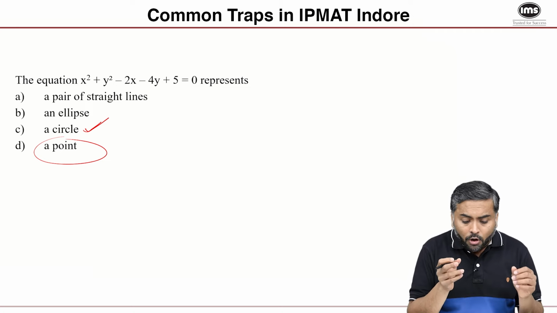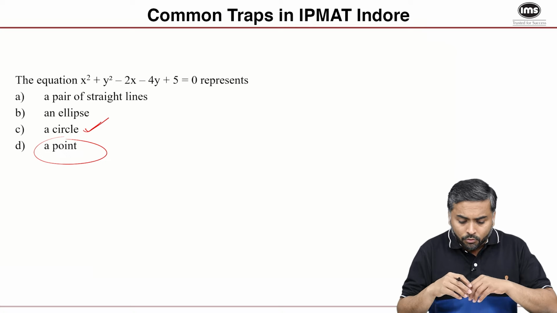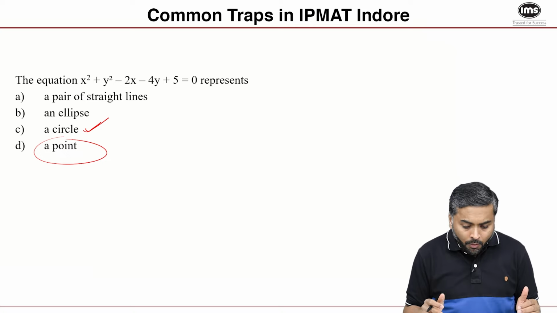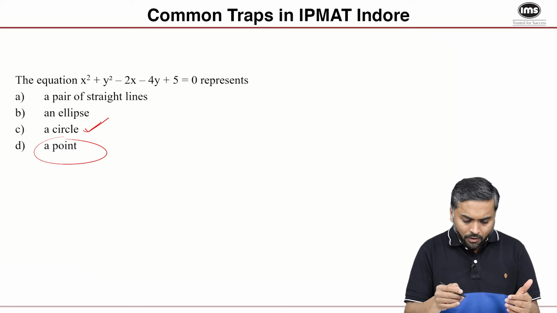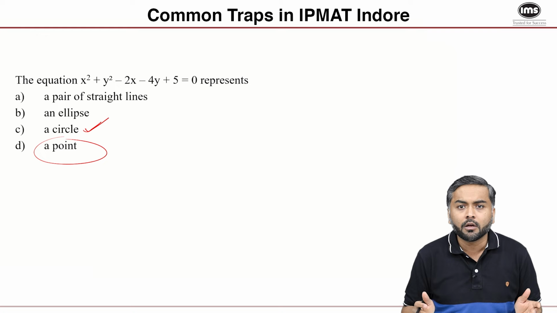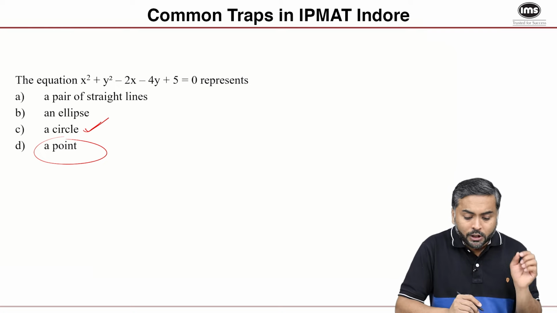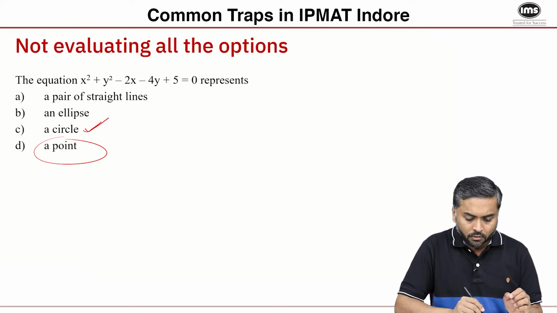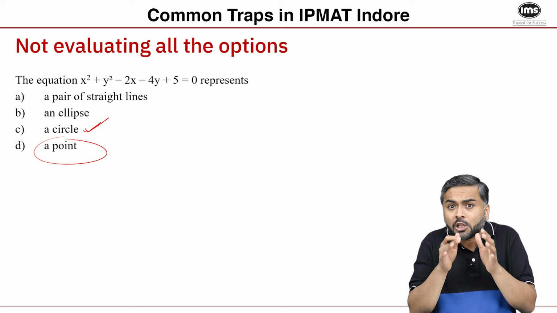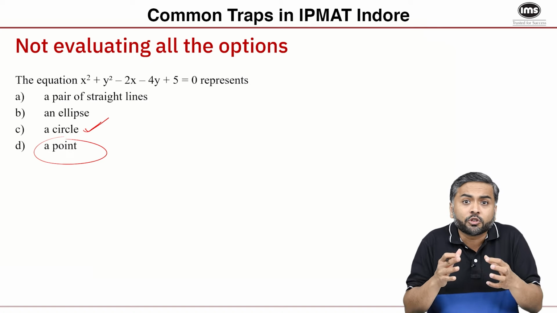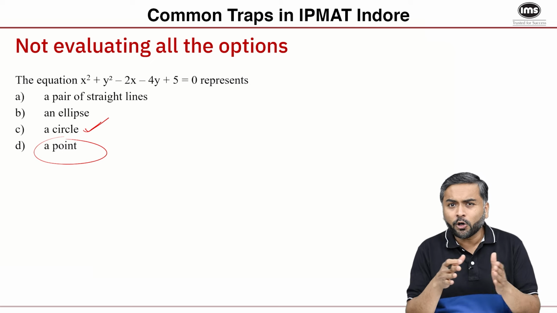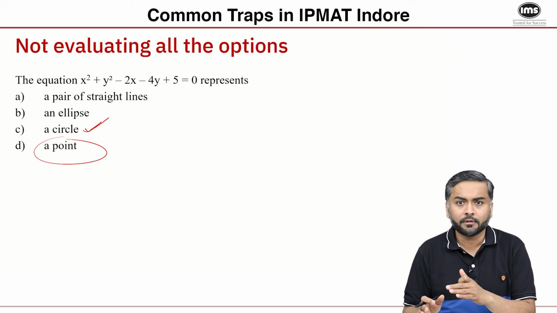Right? So, a lot of students did not bother, or maybe did not read the last option. Because the moment they saw this equation is a circle, the moment they saw a circle available, they marked it and went ahead. They did not evaluate all the options. Okay, so evaluating every option is very important. You need to mark the option which is more obvious, which is more close. So evaluate all the options before you move ahead.